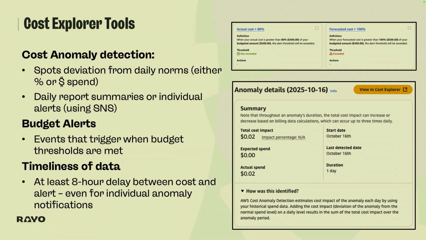So you could do cost anomaly detection. You can set it to look for a particular deviation from a set amount or by percentages. You can do budget alerts. You can send emails. Just remember that timeliness of data.